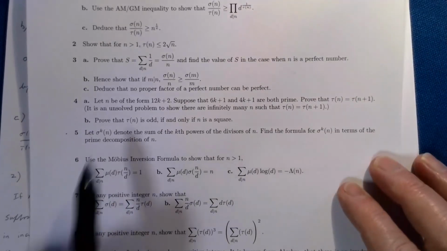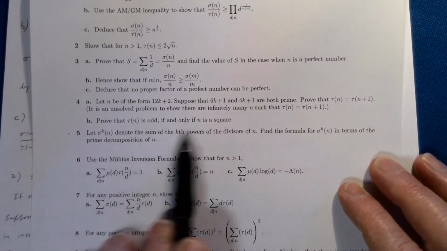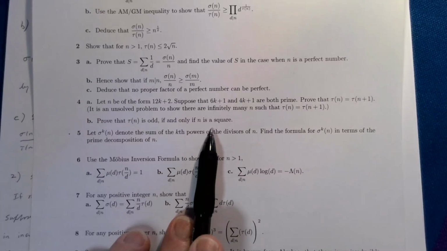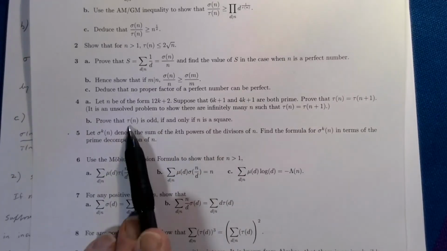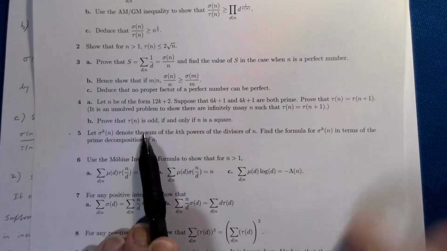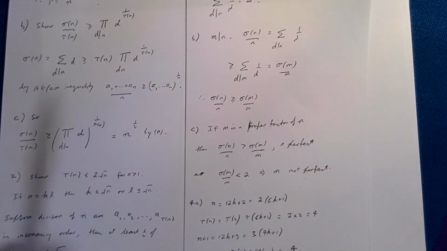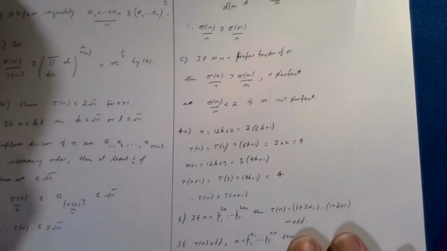And part B is to prove that Tor of n is odd if and only if n is a square. I mentioned before we saw that if this is odd, n had to be a square. Well, now we're going to do the more general proof here. So for question 4, that's a nice little example of playing with Tor of n.